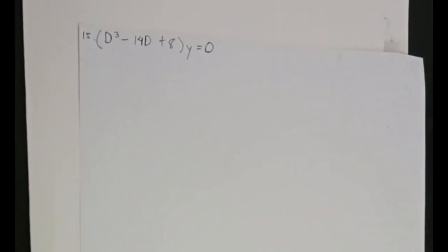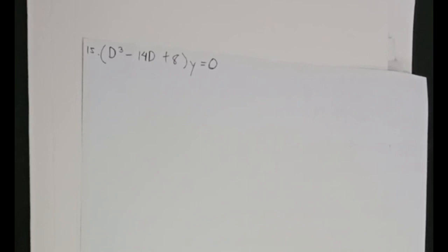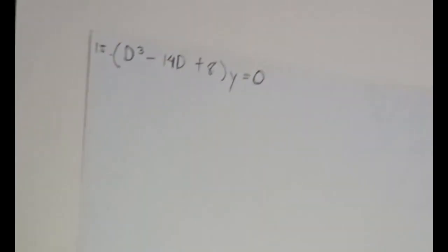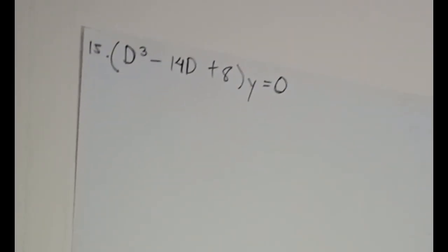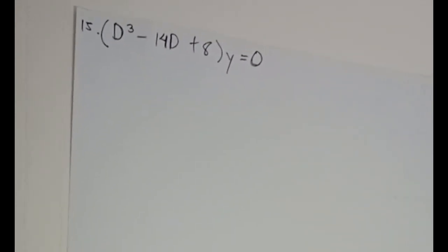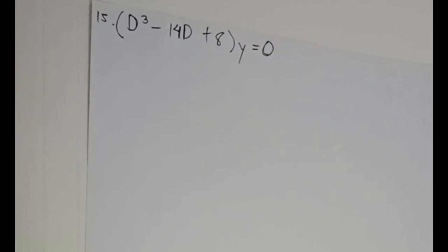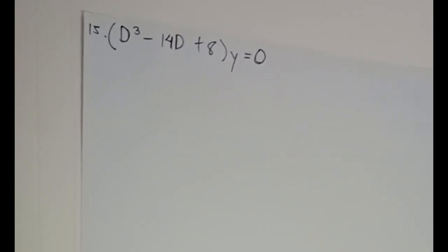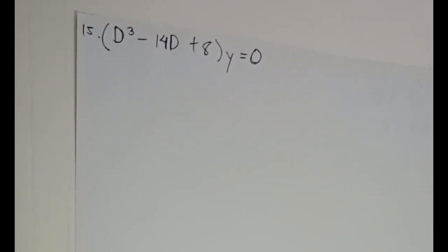In this video, we will solve a homogeneous linear differential equation with constant coefficients, specifically the auxiliary equation with distinct roots. We're given the problem (D cubed minus 14D plus 8) times y equals 0. As instructed by the book, if the independent variable is not specifically given, we will assume it is x, and the dependent variable will be y, so D is dy over dx.